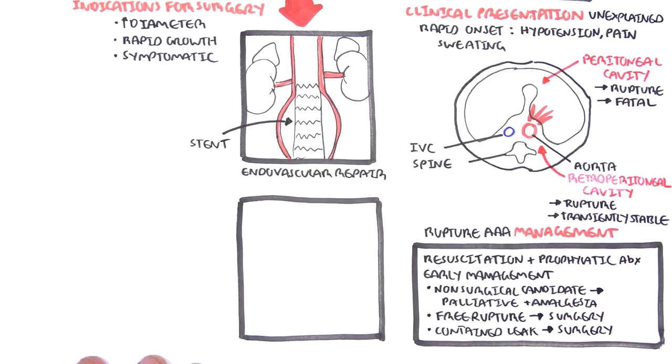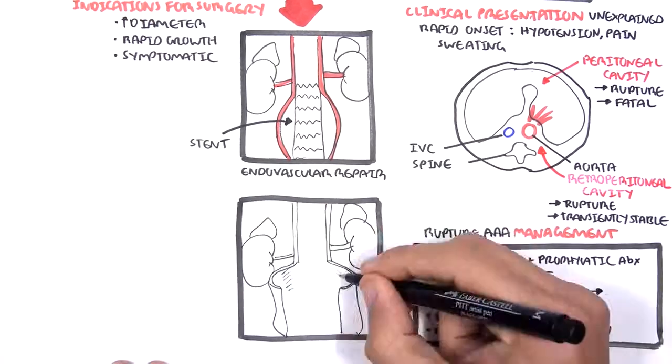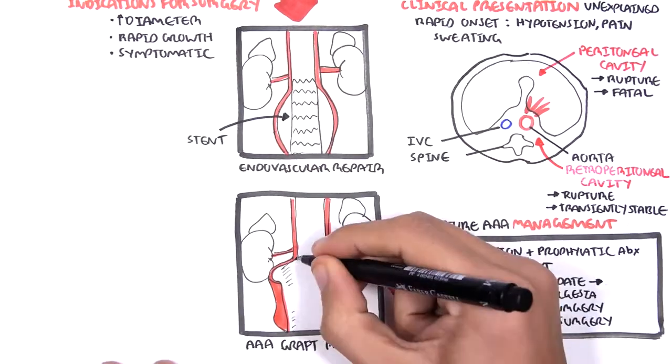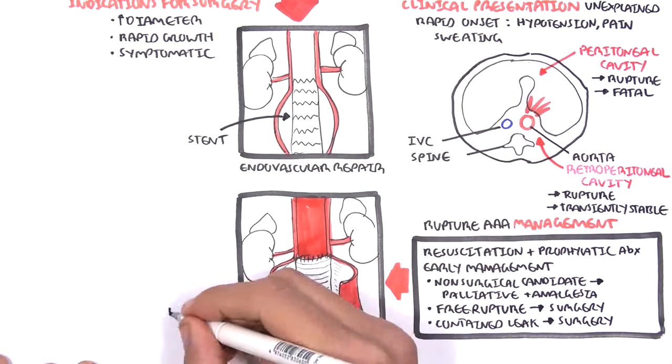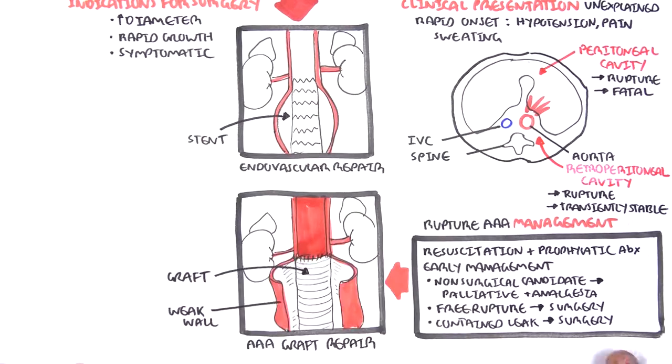An example of surgery in the case of a ruptured AAA is where a graft is used. So we have AAA graft repair. And this is essentially where the weak wall of the aorta is replaced with the graft. If surgery is not performed, the prognosis of a patient with a ruptured AAA is very poor.